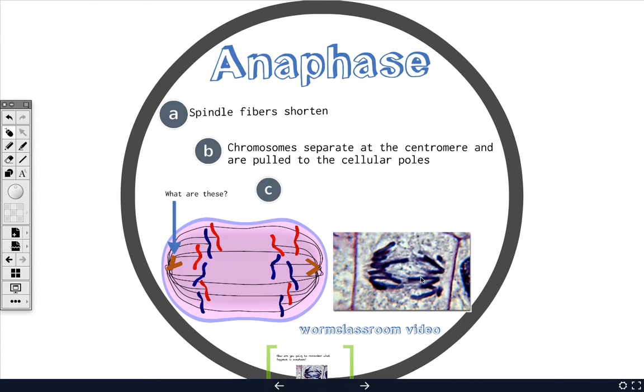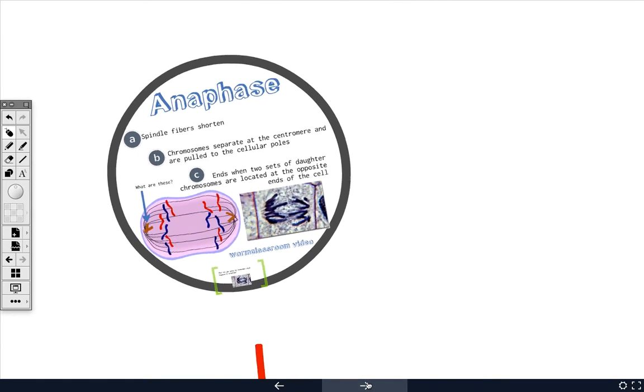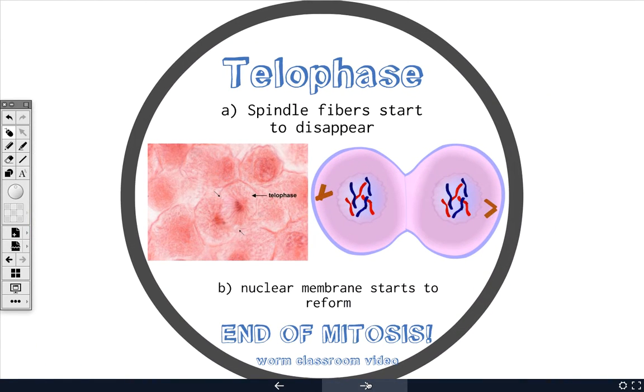Usually, it looks like A's in there, so that's how I tell this is anaphase. Anaphase ends when there are two daughter chromosomes located on the opposite sides of the cell. All right, and then lastly, the last part of mitosis is called telophase.